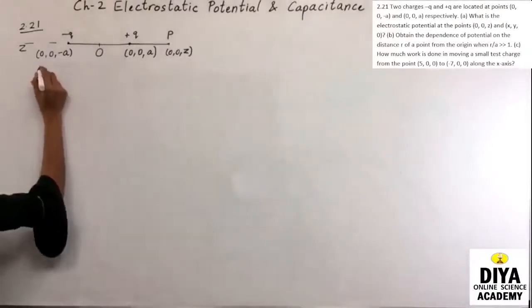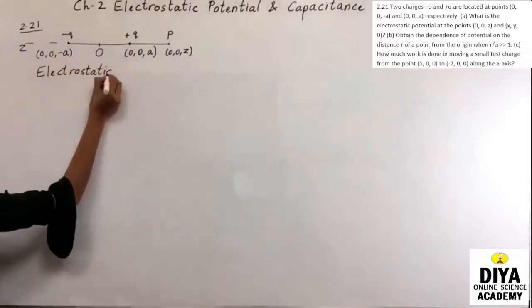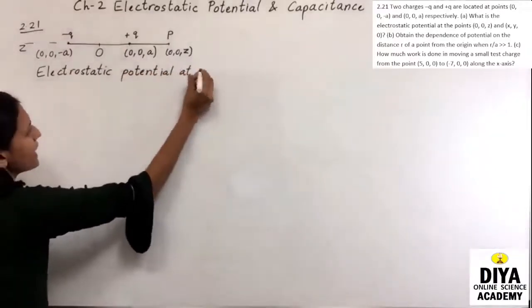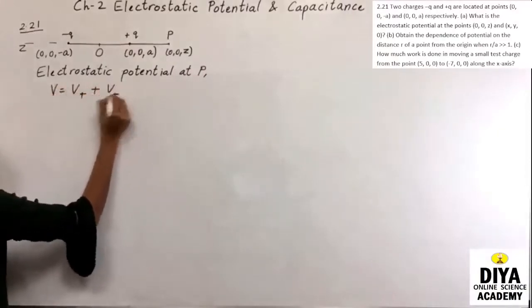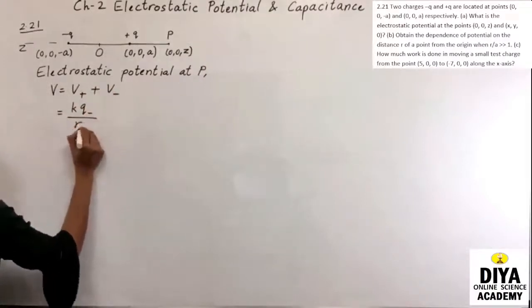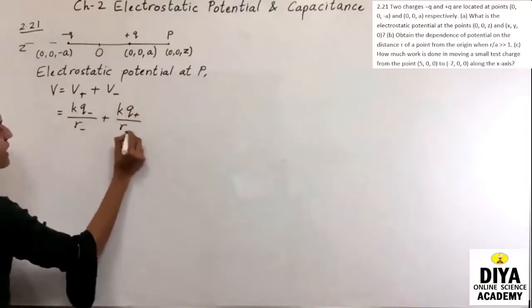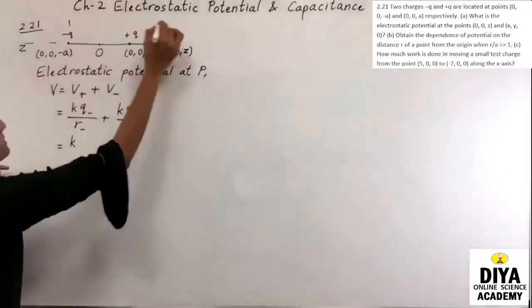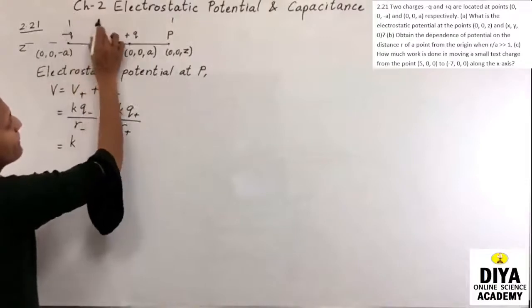So electrostatic potential at P, V equals V plus plus V minus, equals K Q minus upon R minus plus K Q plus upon R plus. K Q minus is this distance. So this is actually 0 plus Z.